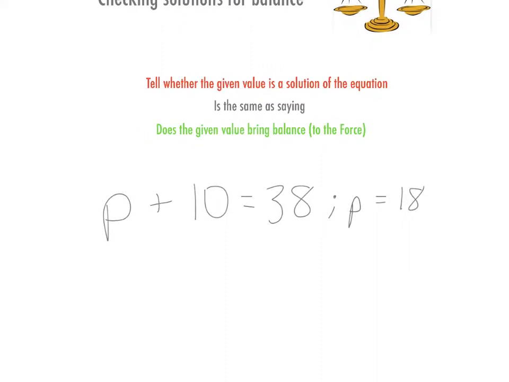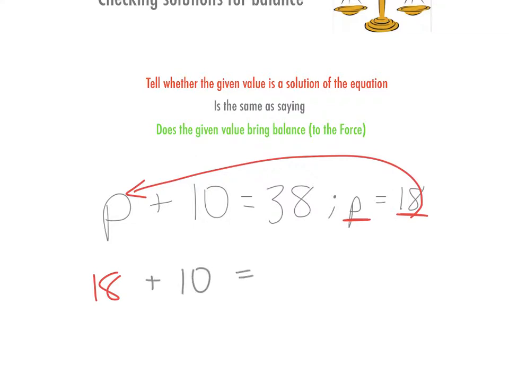So we have an equation here, p plus 10 equals 38, and then they give us the solution 18. So what we're going to do is plug that given solution in for that variable in the equation. So I'm going to rewrite it as 18 plus 10 equals 38.